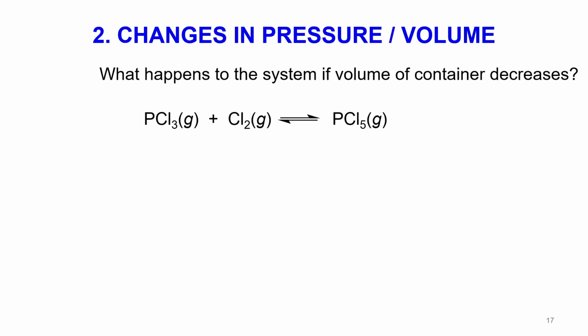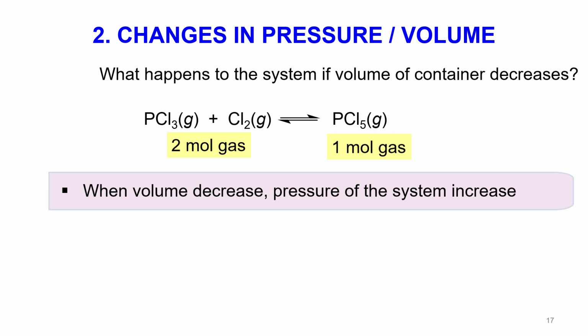Next, changes in pressure and volume. What happens to the system if volume of container decreases? Okay, bila volume decrease, right? So kalau volume decrease, at the left hand side we have 2 mole, right hand side we have 1 mole. Jadi volume of container decrease, meaning that dia akan shift kepada bilangan mole yang sedikit, which is shift to the right. When volume decrease, pressure will increase.